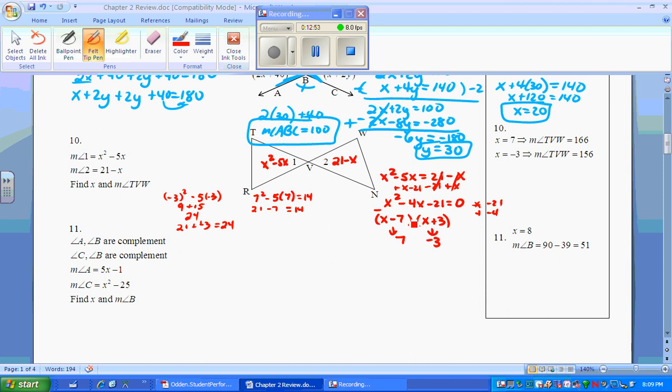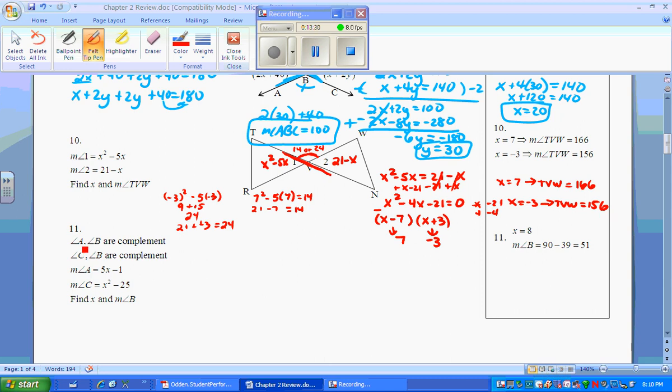So they both work. But we want angle TVW, this angle here, which is the supplement to both of these two angles. So if we know that this angle is 14 or 24, the leftover ends up being, when x equals 7, the other angle TVW is equal to 166. And when x equals negative 3, TVW equals 156, and we're done.